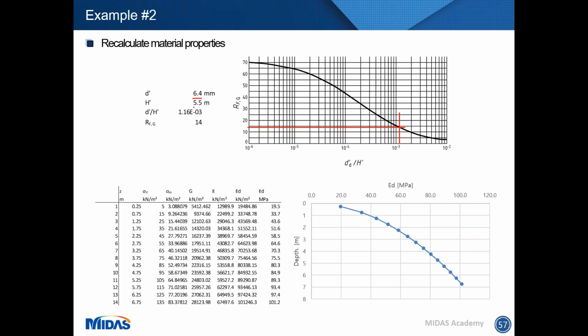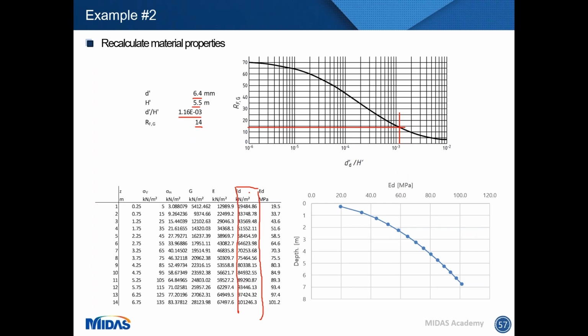Now, these values have changed from the values we had before. This value has slightly changed, and now we are getting this factor of 14 when before we had 16. That means that we can now recalculate all the Young's modulus properties, which are these ones here, and input them in our model and run the analysis again.